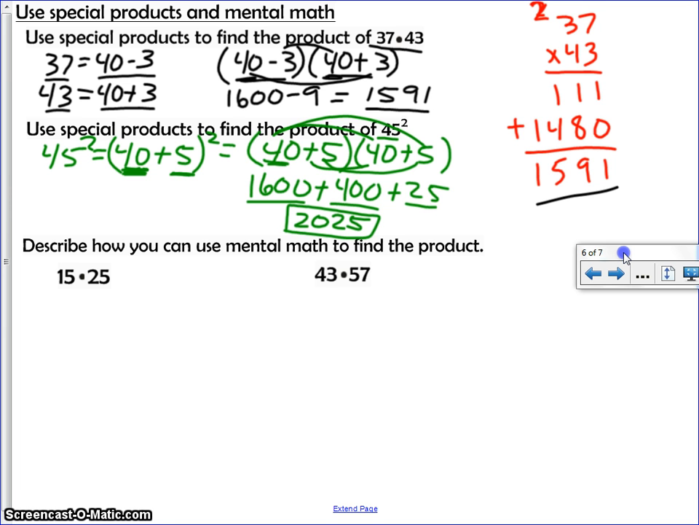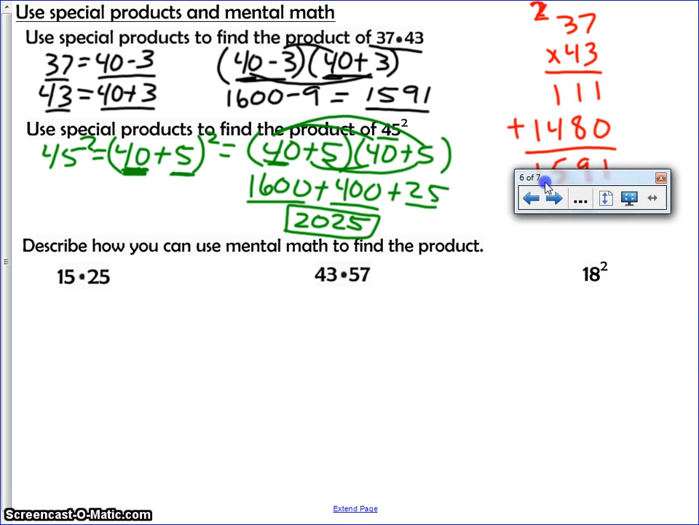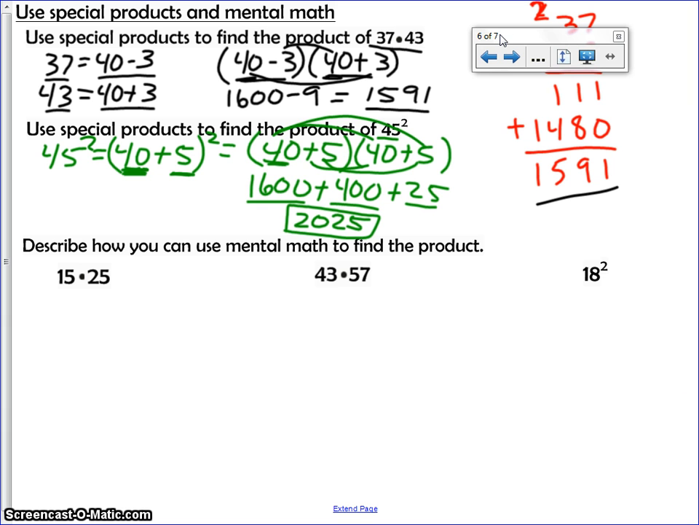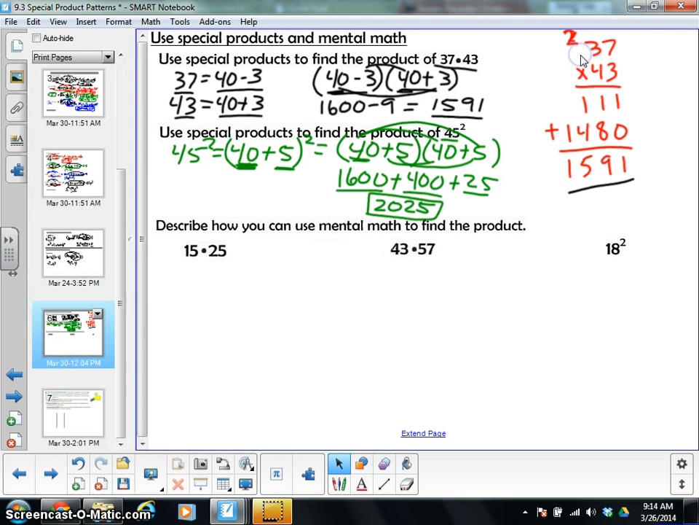Why don't you try those three bottom examples? Practice breaking those apart into numbers that you can work with, and then compare with what I got.